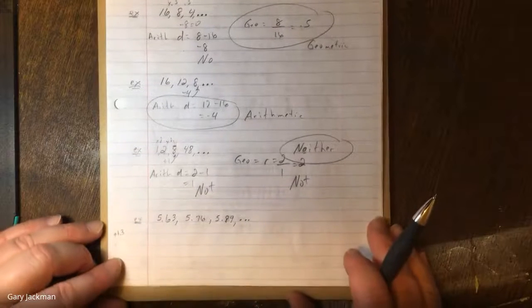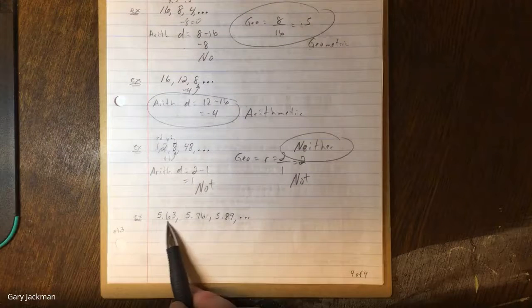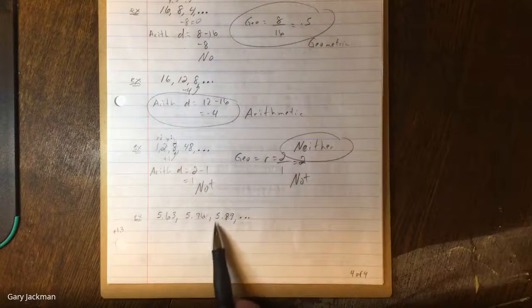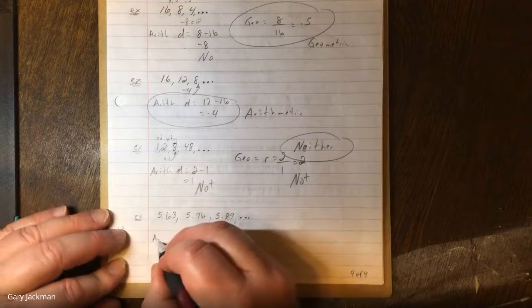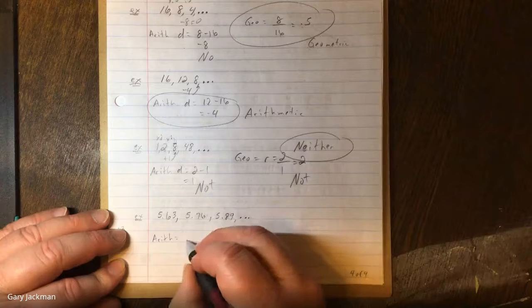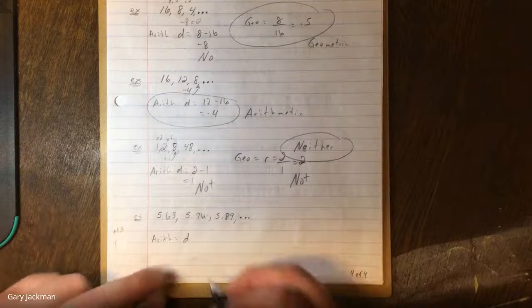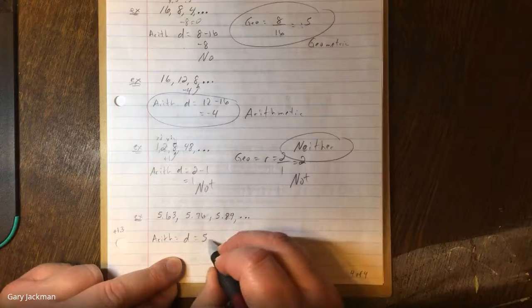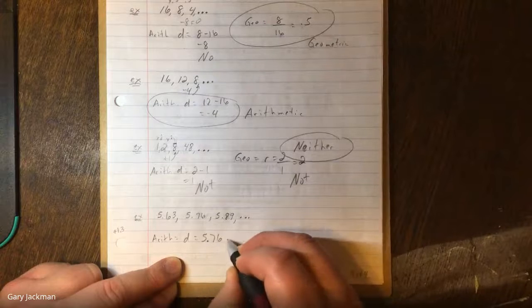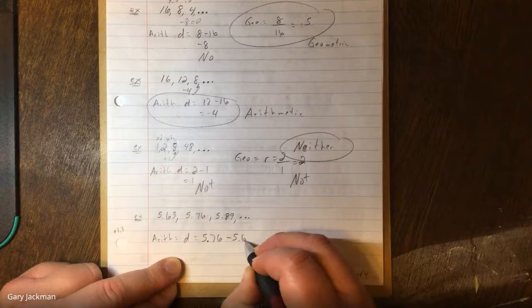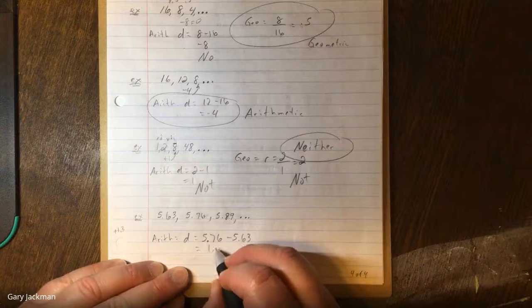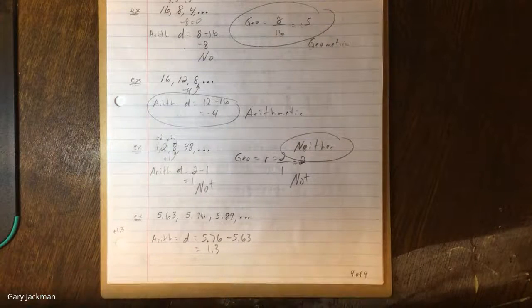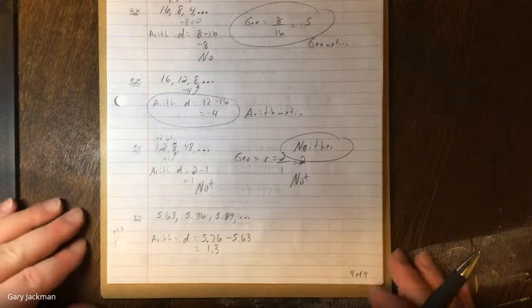I have this one down here. It's got some crazy decimal places: 5.63, 5.76, 5.89. I don't know. Let's check for arithmetic first, just because that's what we've been doing. Looking for a common difference here. Take the second term, 5.76, minus the first term of 5.63. When I subtract that, I get 0.13. So right now it looks like our common difference could be 0.13.